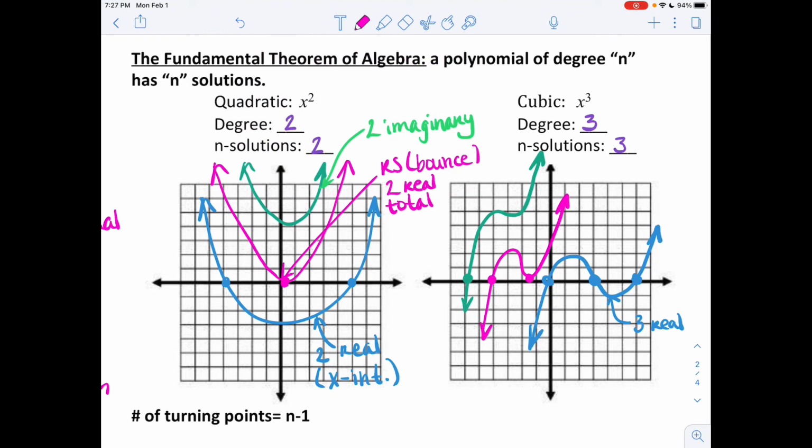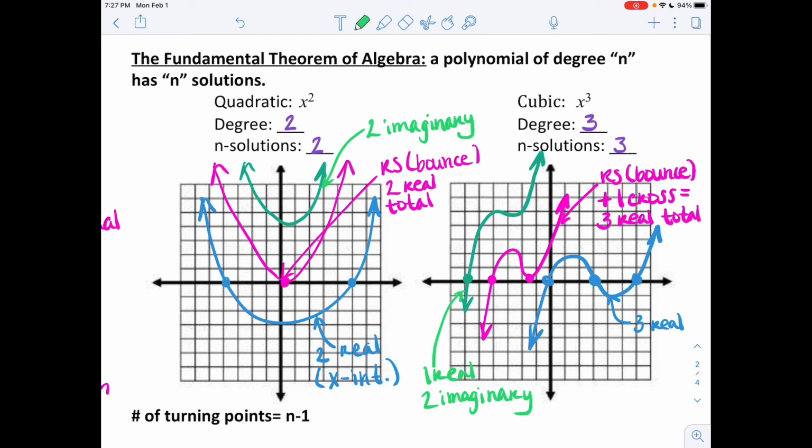So if we want to talk about this one, we can say that we have an RS, which is a bounce for a repeated solution, and then we're going to add to that 1 place where we cross the x-axis, and so that equals 3 real solutions total. Finally, we have our third case. In this case, I only see 1 dot, and then we never cross, we never bounce, we never do anything else. So that means that I have 1 real solution, and I have 2 imaginary solutions.